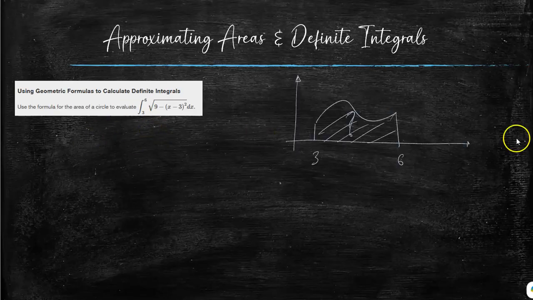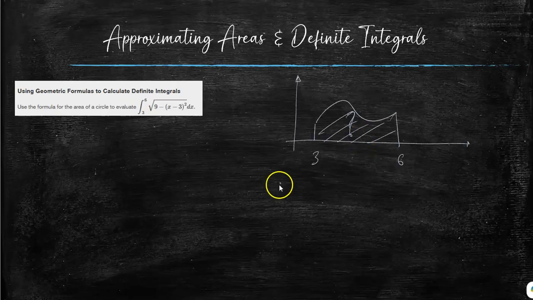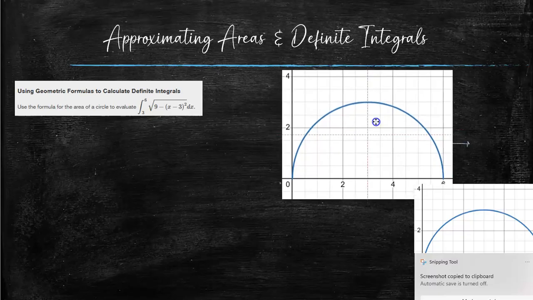Although I do know what this looks like, I'm going to open up Desmos and graph it so you can see what it looks like. While I'm typing this, you can also graph it yourself: 9 minus (x minus 3) squared. So the graph of the function whose area we're looking for is this. Not what we drew, but this right here.